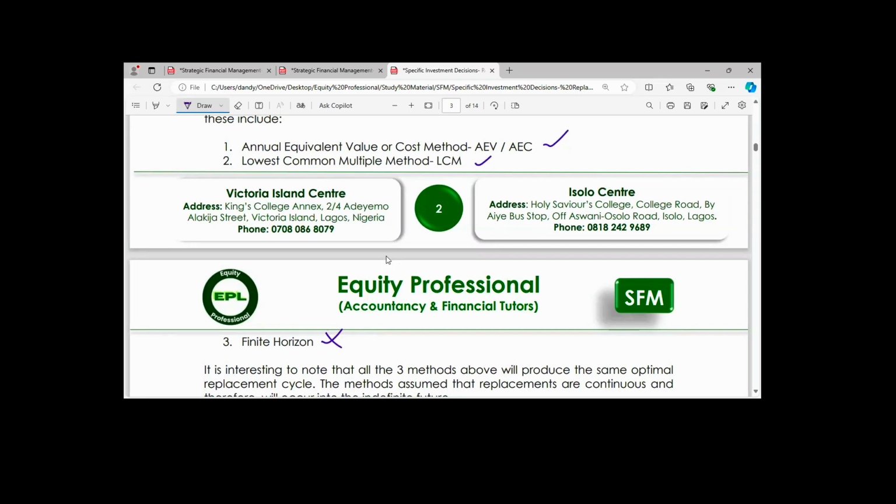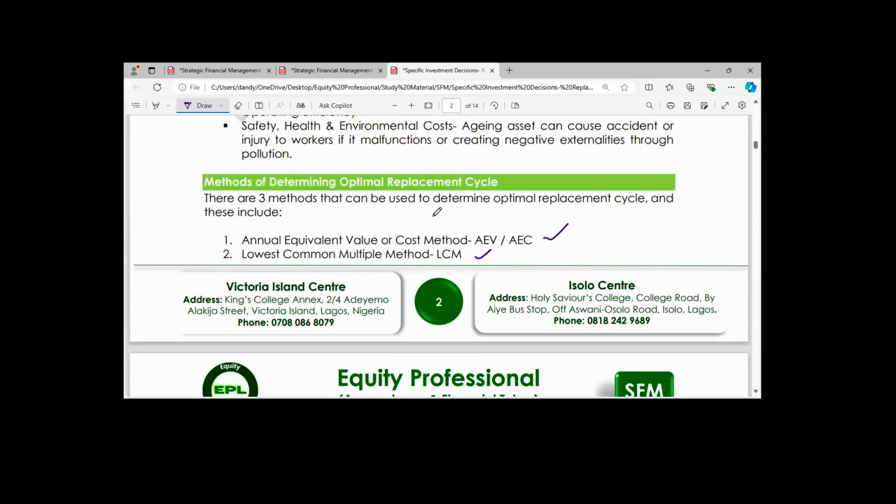However, any of the 3 methods that you use to determine the optimal replacement strategy will produce the same results. Therefore, when you want to determine the optimal replacement strategy, I will advise always use the annual equivalent value or cost method. That is more straightforward and easy to understand and consistent with what you know already.